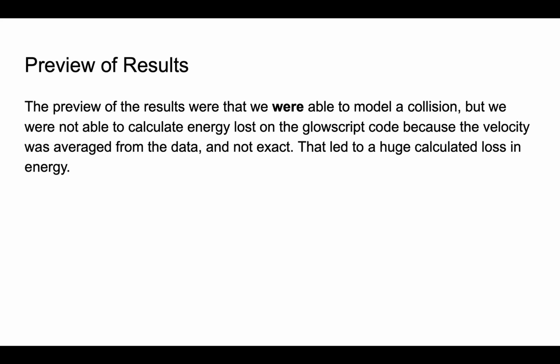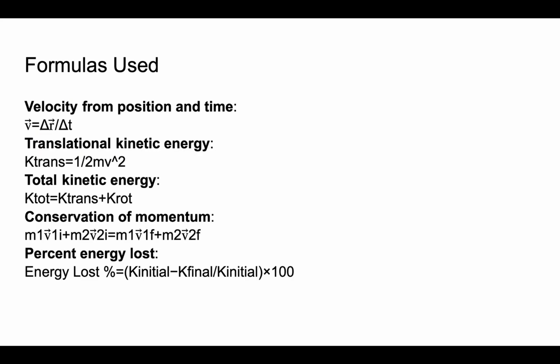So the formulas used are, first, the velocity from position and time. Then the translational kinetic energy, which is of course 1/2 mv squared. The total kinetic energy is K total equals K trans plus K rotational. We did not calculate K rotational in this, but you could definitely find it by finding the total kinetic energy and then subtracting K trans from it. We have the conservation of momentum, and then we have the percent energy lost.